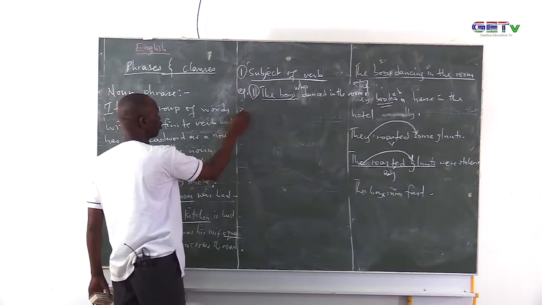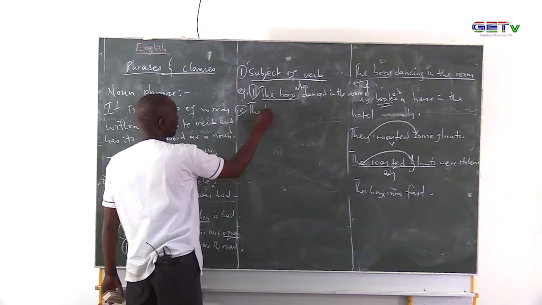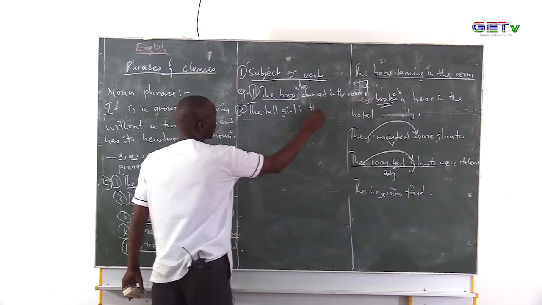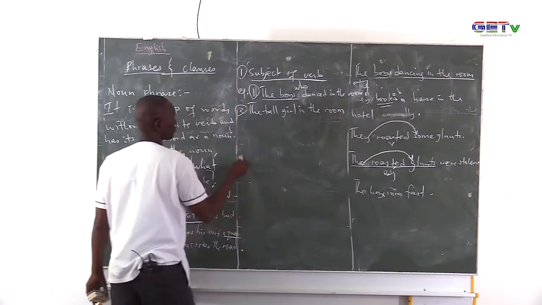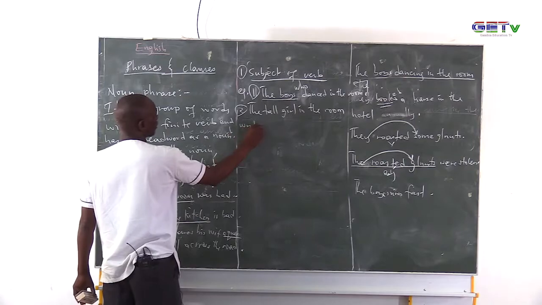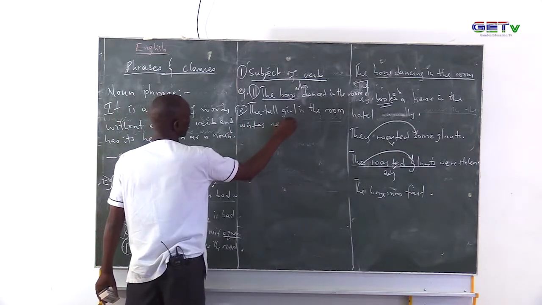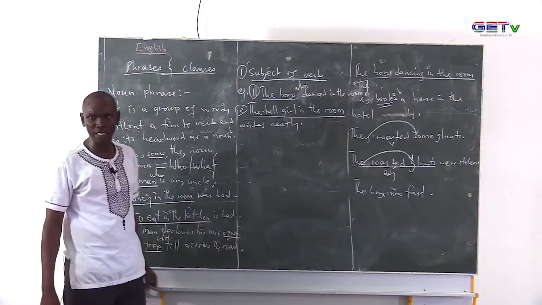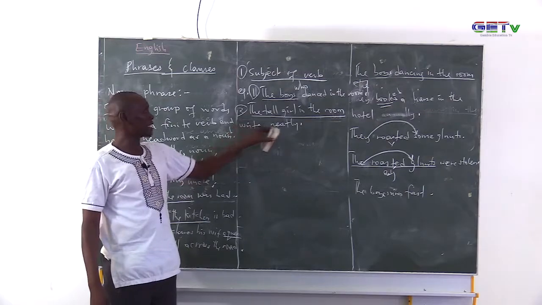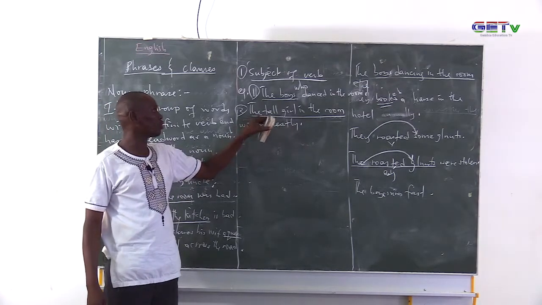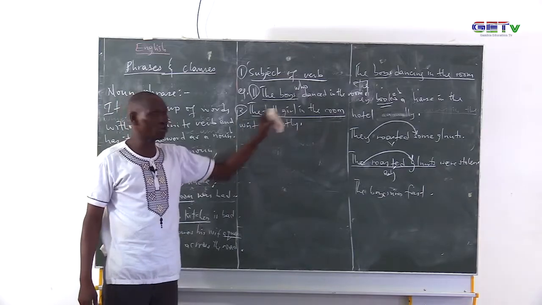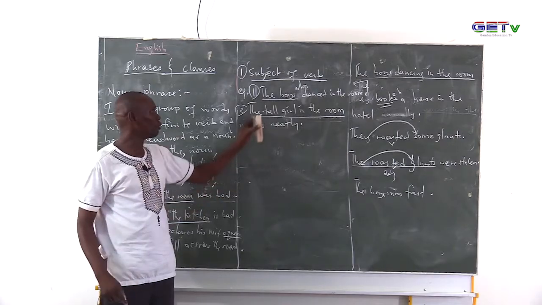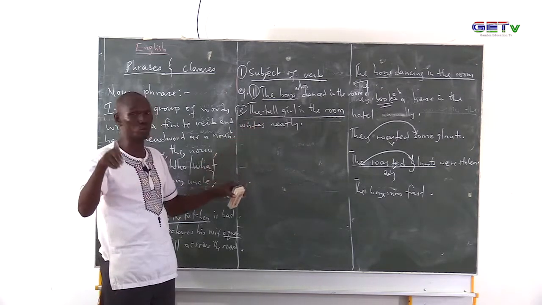If I say example 2, the tall girl in the room writes neatly. Now, assuming we have here the tall girl in the room writes neatly. Who writes neatly? The answer is going to be the tall girl in the room. Now, even though this is very long compared to the first one, which has only 2 words, we said phrase. Somebody will say, no, this is very long. The tall girl in the room, clause.